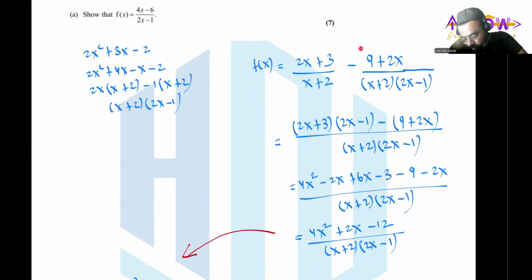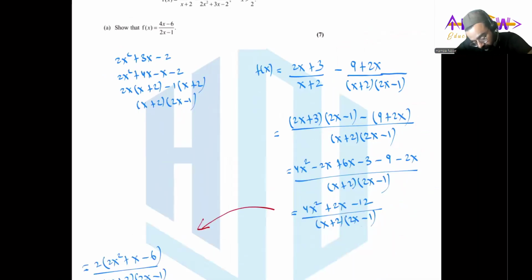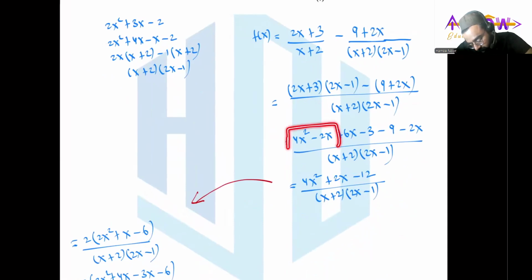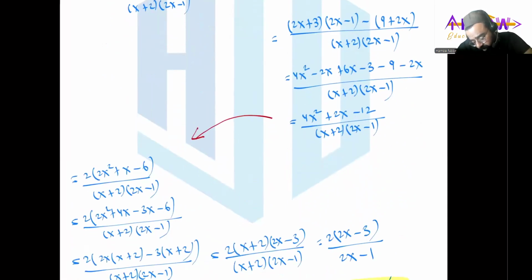This numerator will also be multiplied by 1, so this will come as it is after the subtraction sign. So I'm going to expand and simplify. So 4x squared minus 2x plus 6x minus 3 minus (9 minus 2x), divided by (x plus 2) into (2x minus 1). So 4x squared plus 2x minus 12 divided by (x plus 2) multiplied by (2x minus 1).